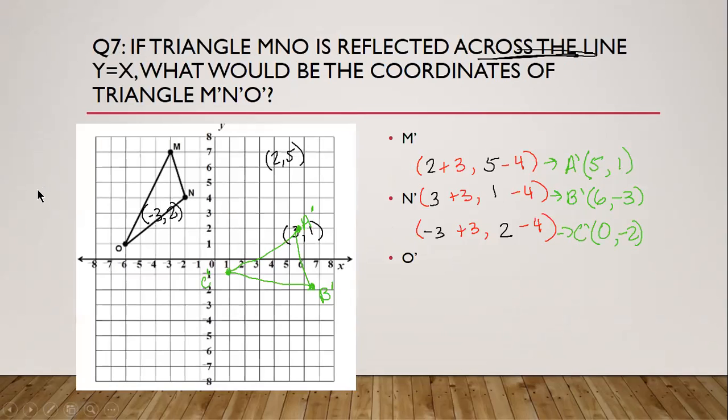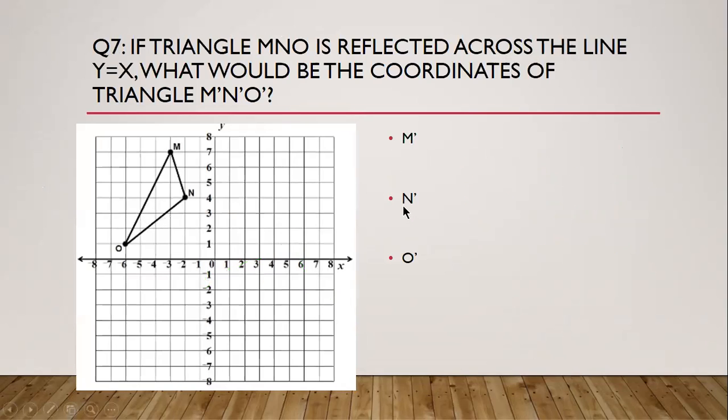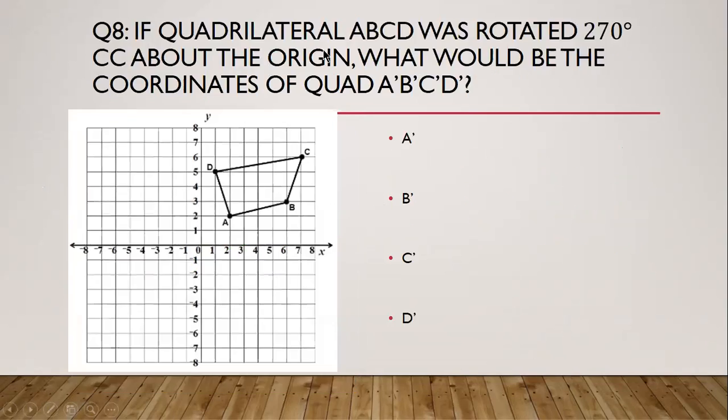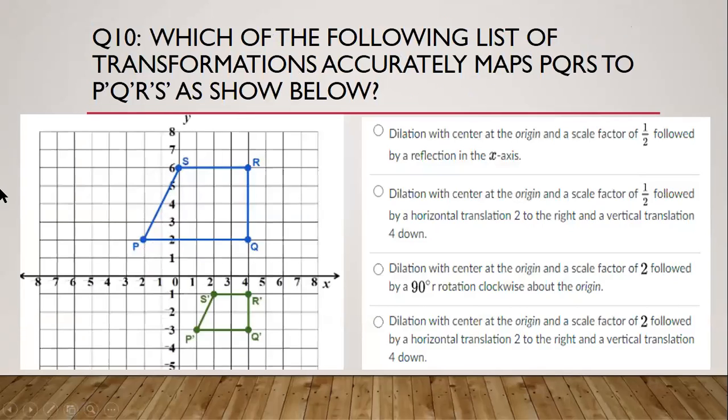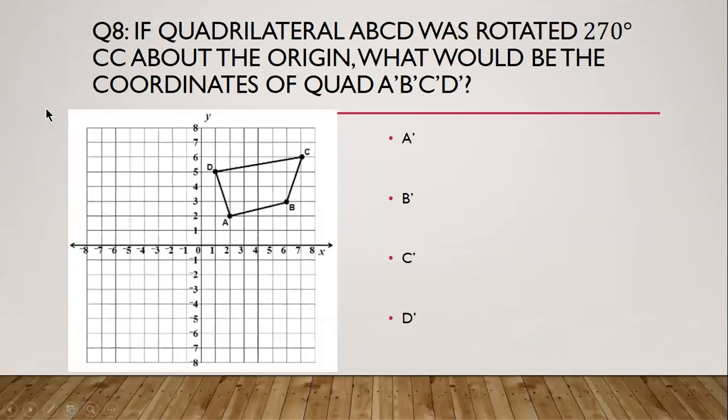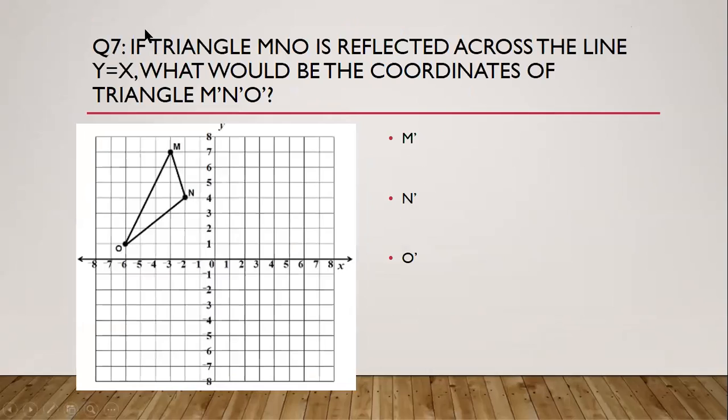Okay. Number 7. Similar idea, but now we're looking at a reflection. Oh, I just went to question number 8. Here we go. Okay, 7. If triangle MNO is reflected across the line y equals x, what would be the coordinates of triangle M prime, N prime, and O prime?